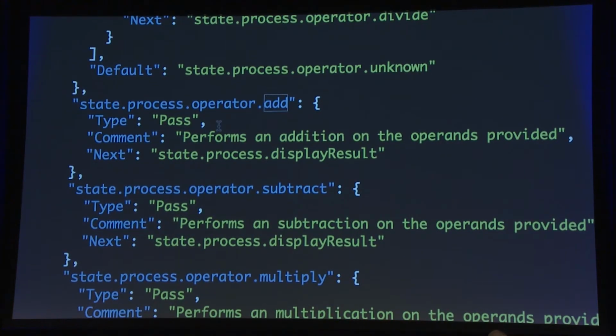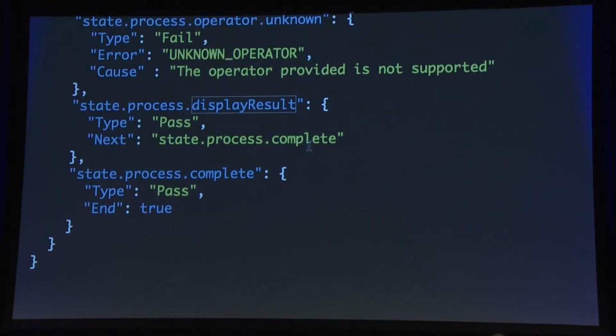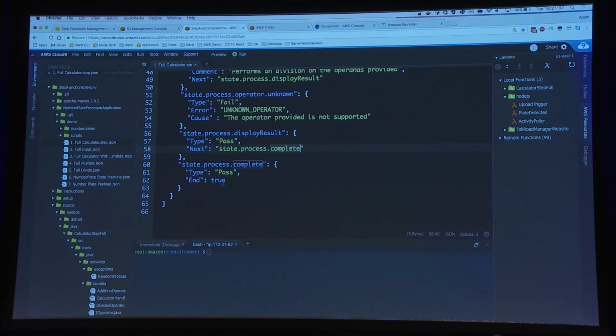State.process.operator.add is of type Pass, so this is a no-op. I'm just doing a debug for the moment. I have a comment there, so it's human readable. It will then pass to state.process.displayResult, which is defined down here. Display result is again of type Pass, and it passes to state.complete. So pretty simple stuff.